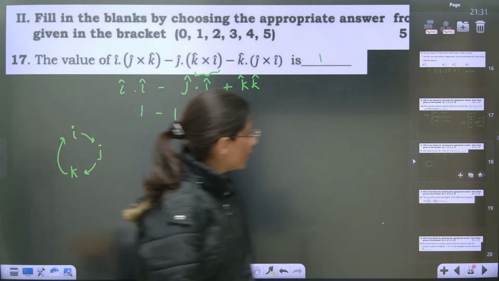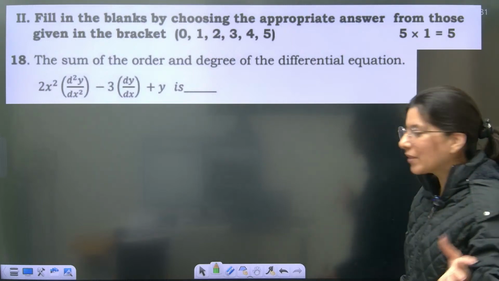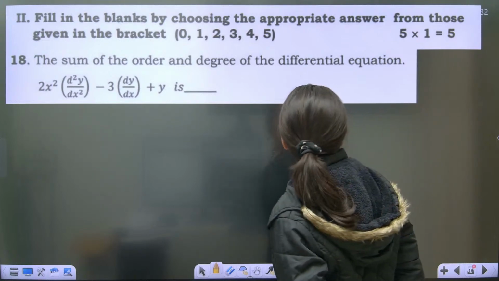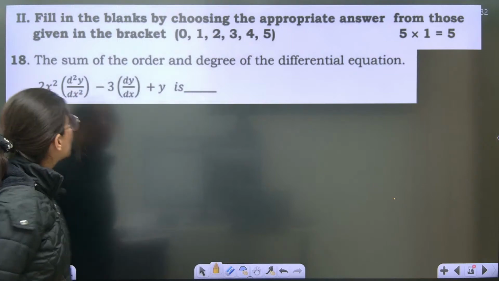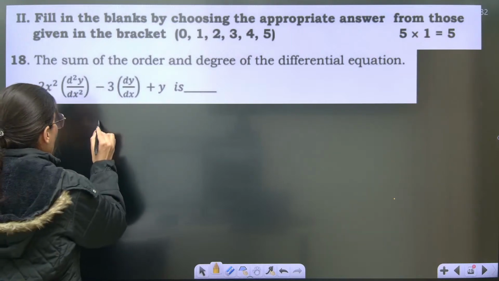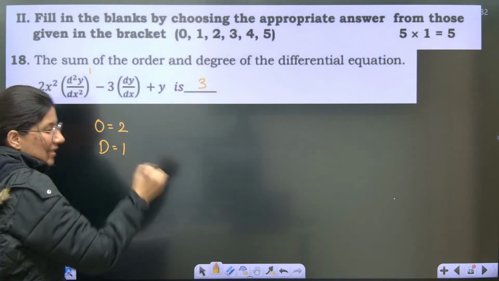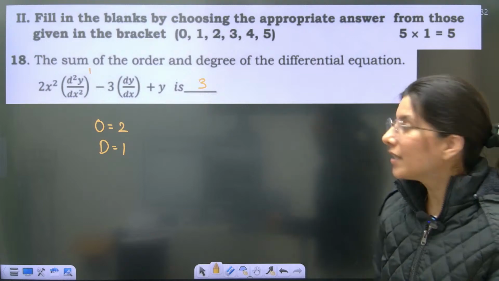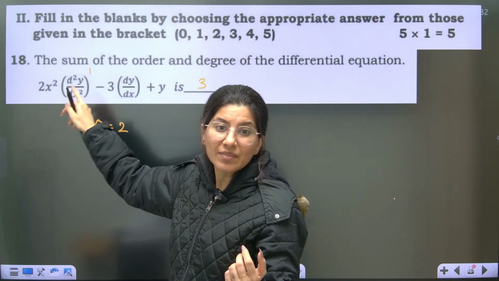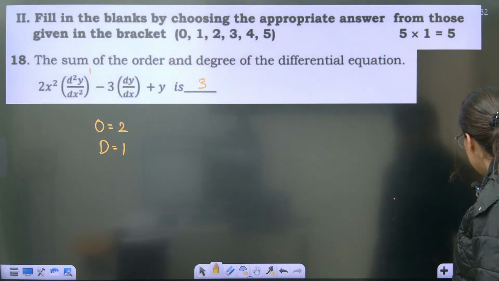Clear? Shall I move on to the next problem now? This question asks for the sum of order and degree of the differential equation. Come on, 1 mark question. Quickly, we'll be killing it. Order means how many times your y is differentiated. Order is 2, guys, and the power is 1. So order plus degree is 3. Order is how many times y is differentiated, so 2 times. And degree is the power of the term from where you calculated the order. So the correct answer is 3.